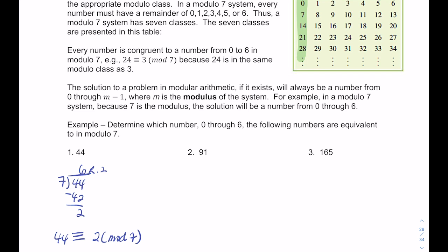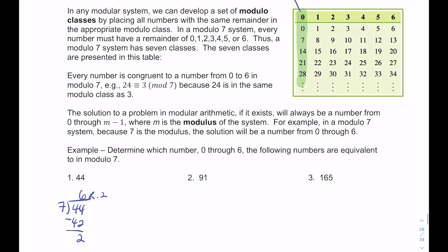And if you think about it, if you look at the column, 44 would be in class 2, right? Because you would have 30 plus 7, which is 37, plus another 7, which is 44. Or you could come down here and do 28 plus 7 is 35, 35 plus 7 is 42. So 42, 43, 44. And as you can see, it's under class 2. So 44 is congruent to 2 mod 7.